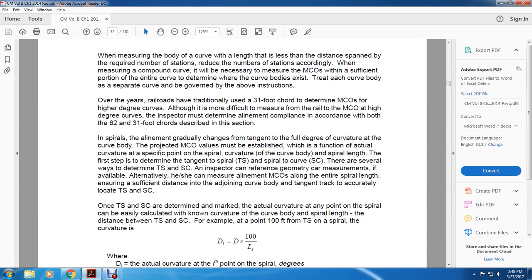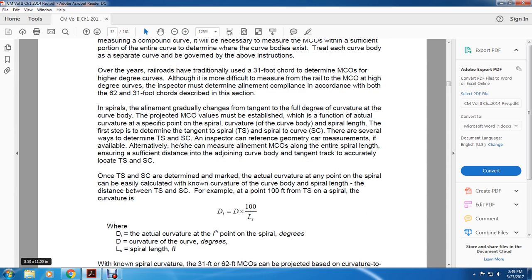For example, at a point 100 feet from the tangent to spiral on a spiral, the curvature is Di equals D times 100 divided by SL. That is, the actual curvature at the ith point of the spiral, in degrees, equals the degree of curvature in degrees times 100 over the spiral length in feet.